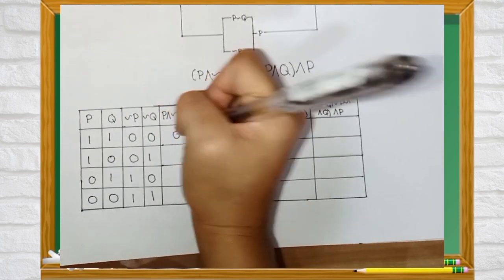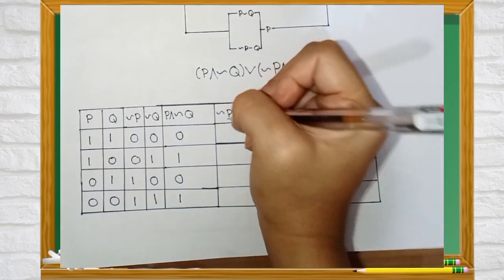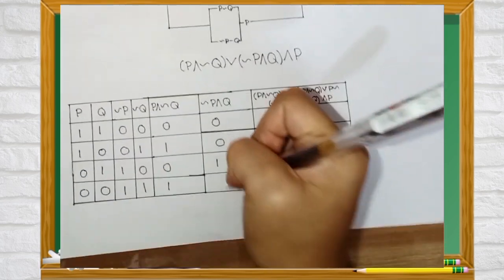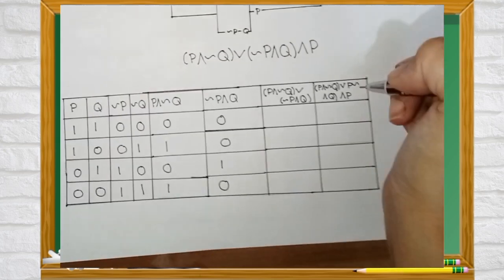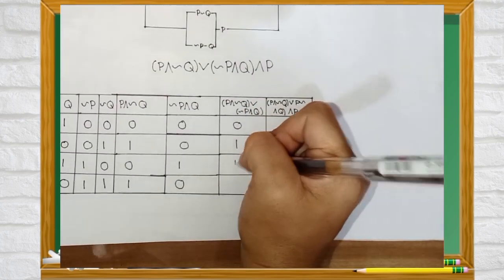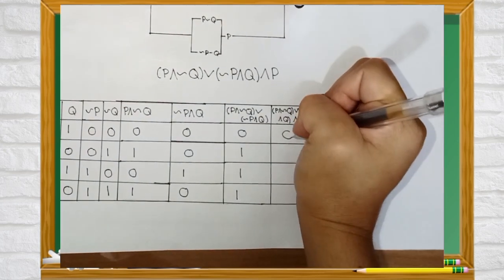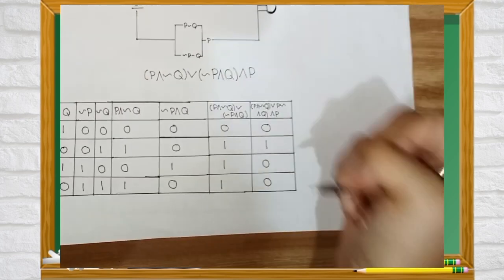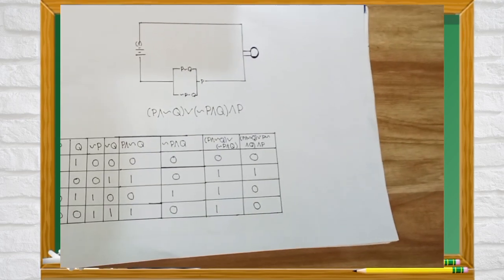And for P and negation of Q, we have 0, 1, 0, 0. And for the negation of P and Q, we have 0, 0, 1, 0. For P and negation of Q, or negation of P and Q, we have 0, 1, 1, 1. And for our final output, we have 0, 1, 0, 0. Now we are finished. So let's identify if it is valid or not.